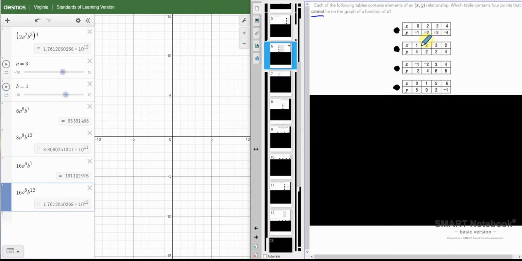So here, look at this. When x is 2, y is 2. Here it says when x is 2, y is 4. So I've got the same x with different y, so that cannot be a function.